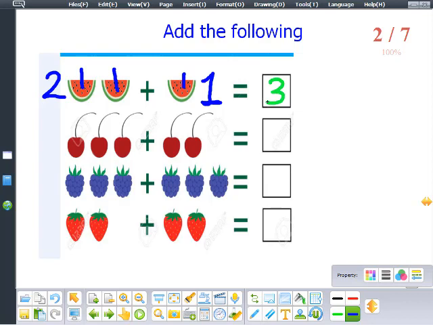Is it easy? Well done. Look at the next one. I have some cherries here. Let's count them, only this side at first. 1, 2, 3. How many cherries are here? 3. Here we have 3 cherries.